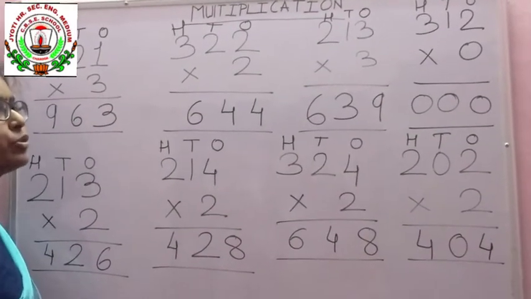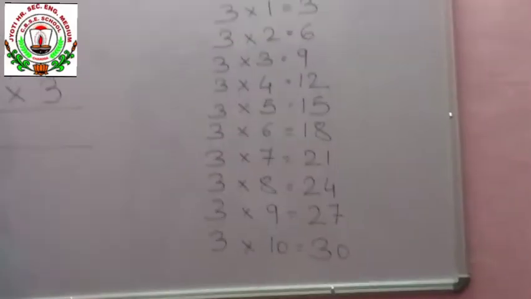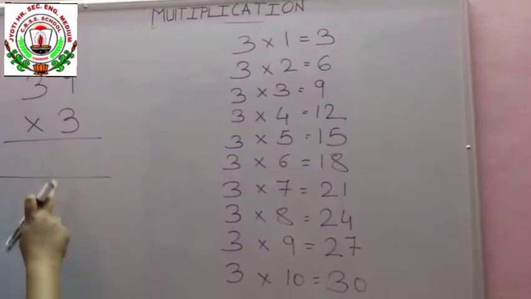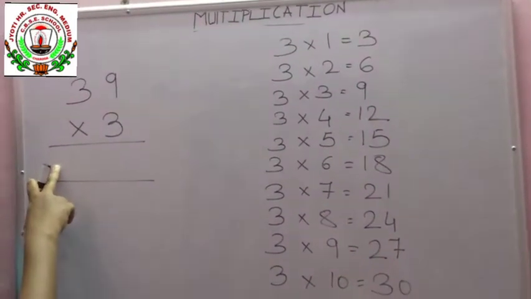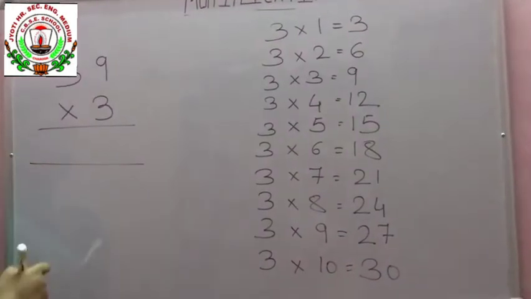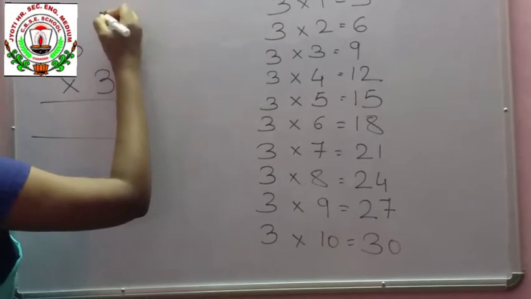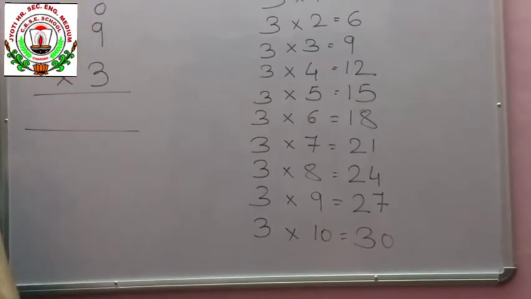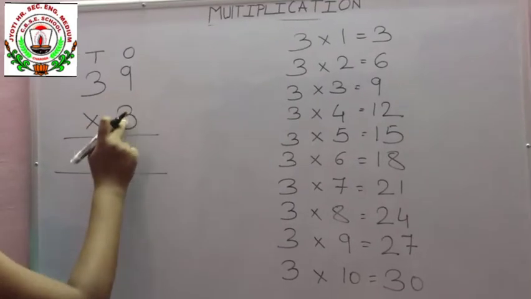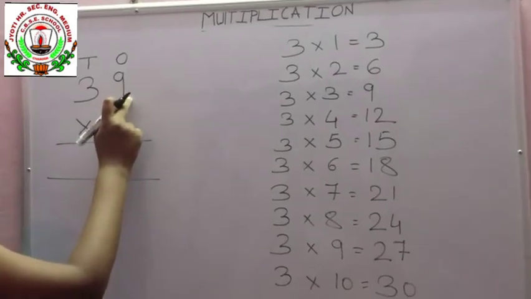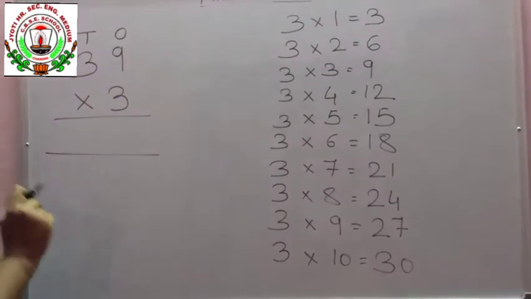Now we move to multiplication with carrying. Okay. Now students, look here. Here I have taken a two-digit number to explain. First of all, this is at the ones place and this is at the tens place. So firstly you have to multiply it with the ones place and then you move to the tens place. So let's do it.